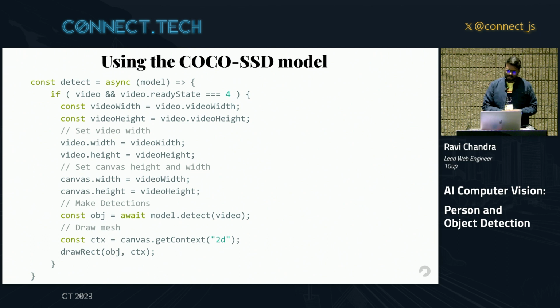Yeah, so this is the detect method. It checks if the video is ready. It does the width and the height. It's done to ensure that we have both the canvas and the video at the same width and height, and ensuring that they are overlaid on top of each other. The actual detection happens at model.detect video, and then we have the results in the obj constant there, which we pass on to draw rect, which I will take a look at here.